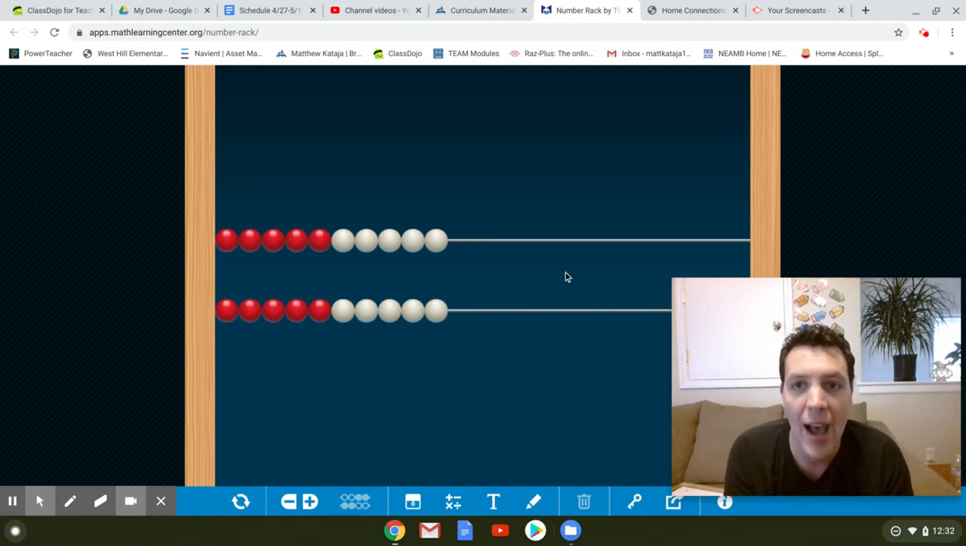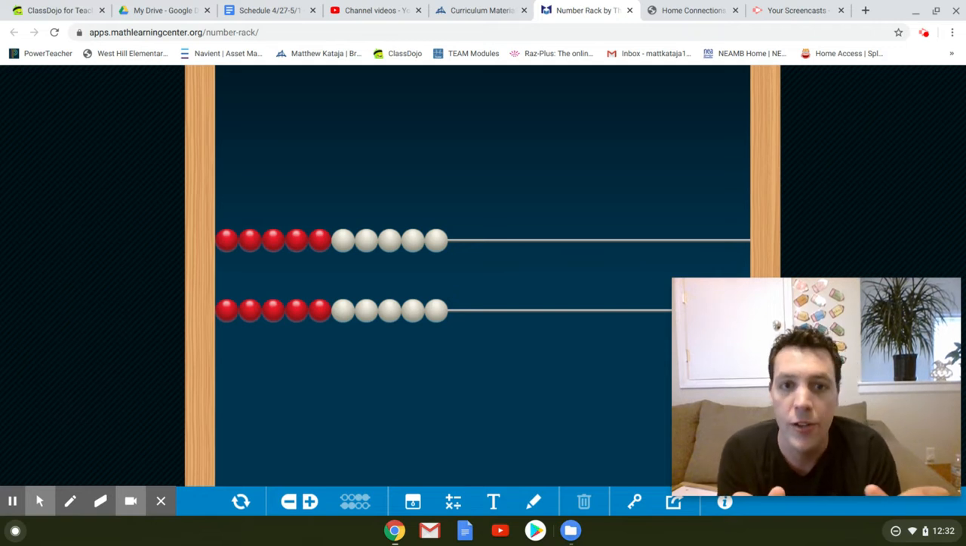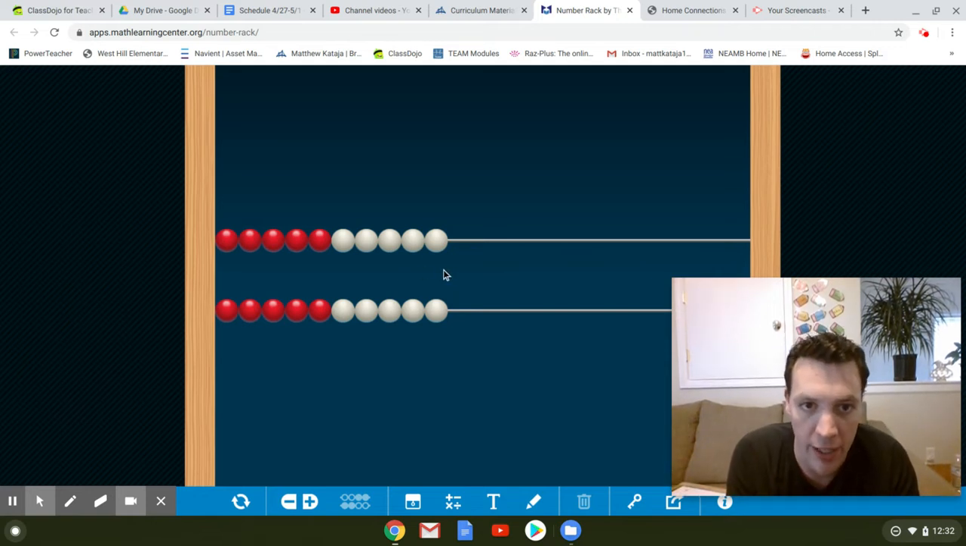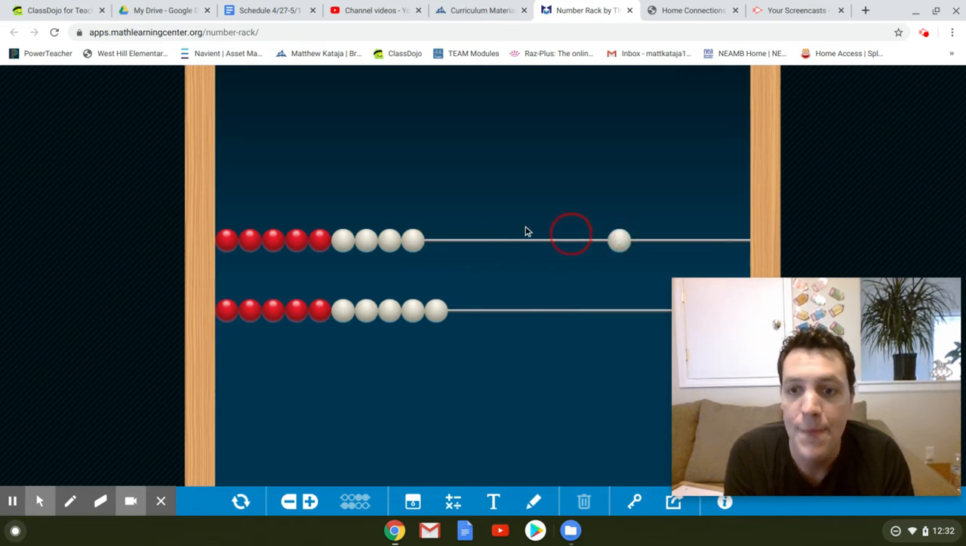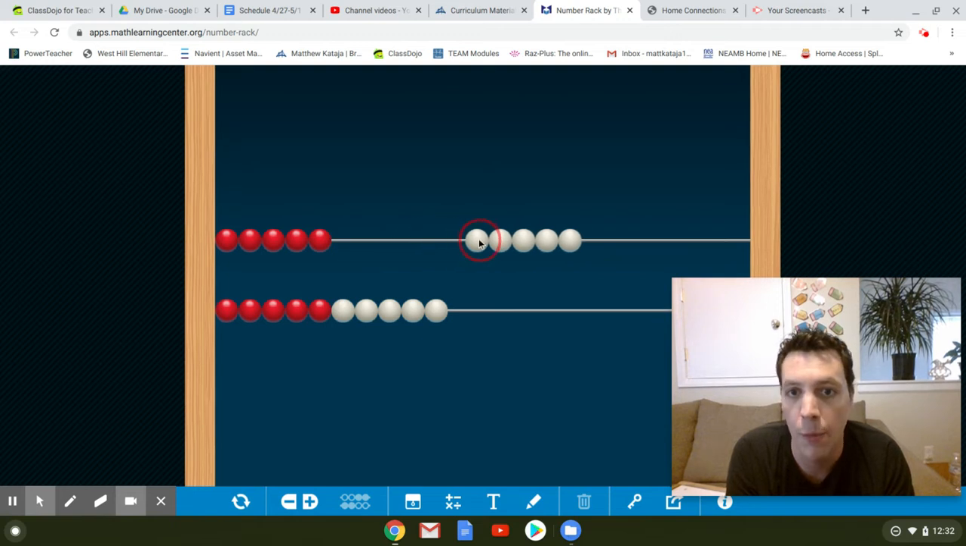So this is a number rack, and the kids should be familiar with this. We use this in the classroom, and now you can use it digitally. And I'll show you quickly how it works. You can click on the ball and move it over one at a time. Or if you want, you can click whichever one you would like and move them all over.